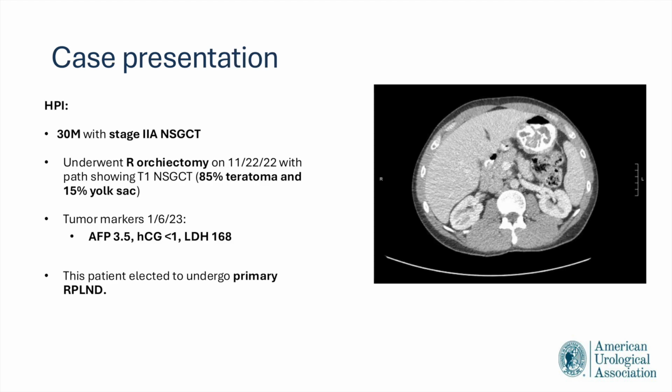The patient in this case presentation is a 30-year-old male who underwent right-sided orchiectomy with pathology showing teratoma and yolk sac tumor. Imaging showed concern for nodal metastasis with a suspicious pericaval mass less than 3 centimeters. Preoperative tumor markers were normal.